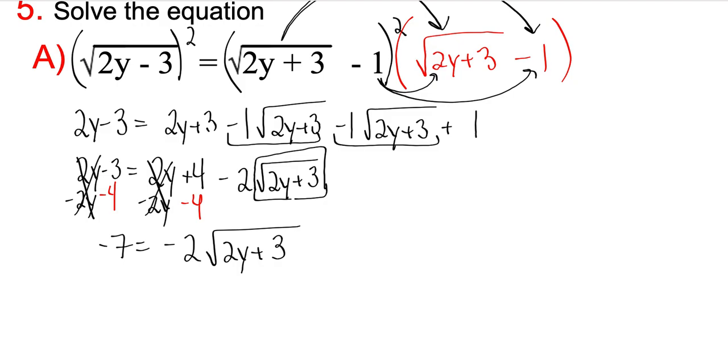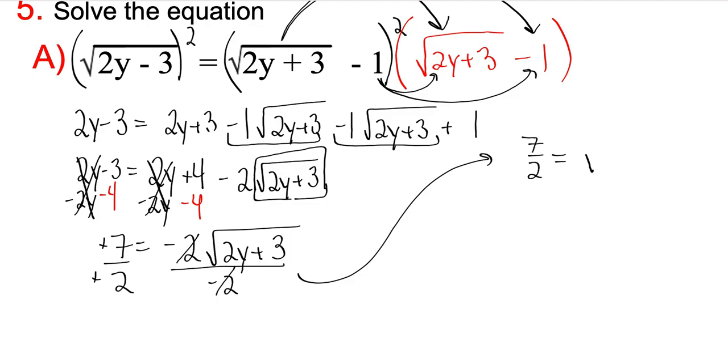Now we got to get rid of that negative 2. So divide both sides by negative 2. That gets rid of that. And the double negatives cancel. And then we're going to write our work over here. So on the left, we have 7/2. On the right, we have square root 2y plus 3. Now, square root by itself. What's our next step? Square both sides.